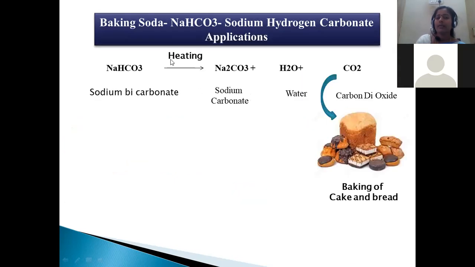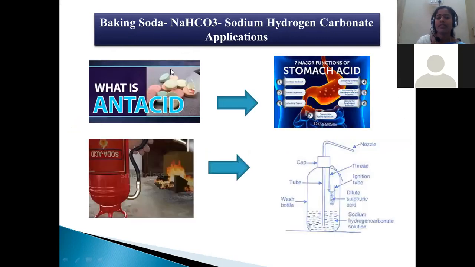So let us see the applications of this baking soda. Baking soda is very essential for the industrial synthesis of sodium carbonate. Along with this, carbon dioxide is also evolved. The evolved carbon dioxide is very essential for baking cake and bread and other edible substances. So it will fasten the food cooking process, right? So that's why baking soda is also known as edible soda, right?